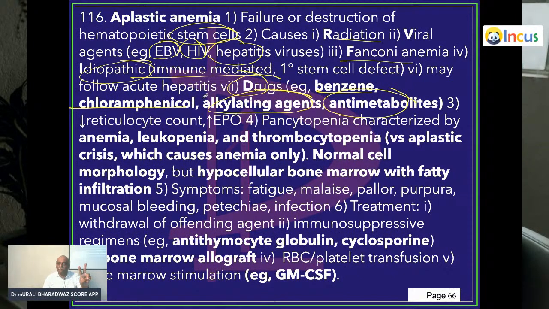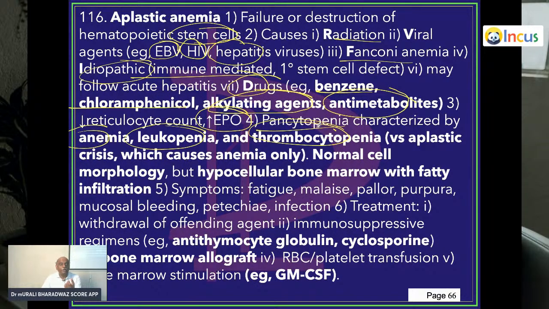So 2 things happen whenever you have aplastic anemia. How will be the retic count? Decreased. How will be the erythropoietin by the kidney to compensate that? Increased. And what is pancytopenia? Anemia, leukopenia, thrombocytopenia, they're all called pancytopenia.